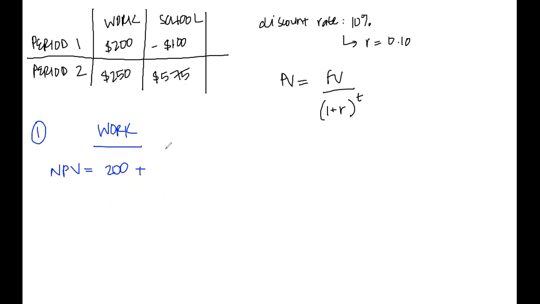So then that was the first time we used the present value equation. And now we have to factor in the second period, so that's going to be 250 over 1 plus 0.1 to the first power, because in this case period 2 is year 1, so our t is 1. For figuring out these periods and years, you really have to pay attention to the wording of the problem.